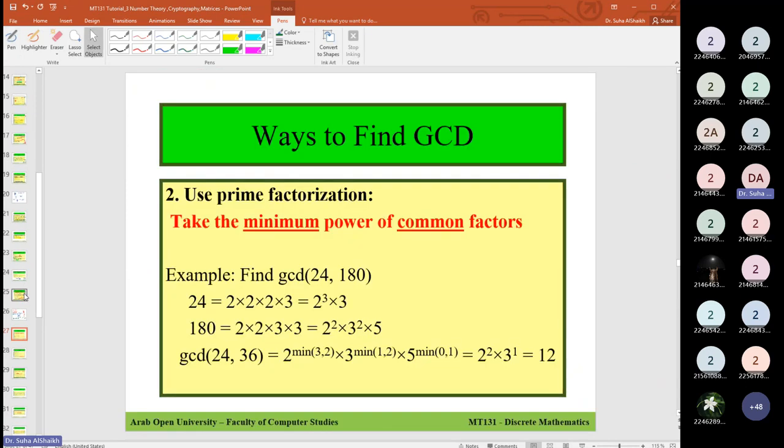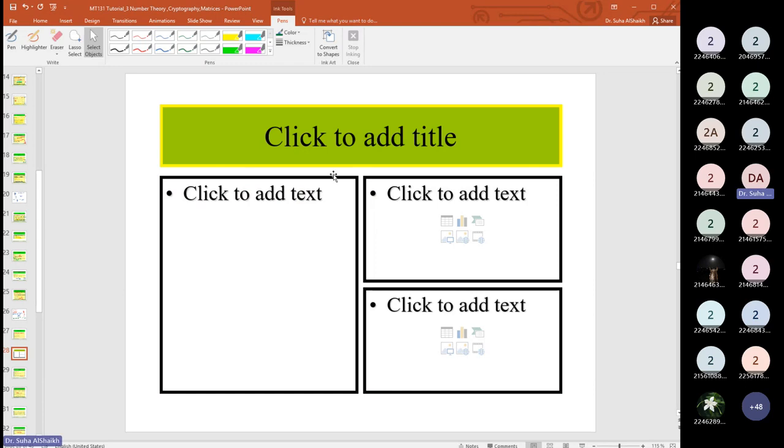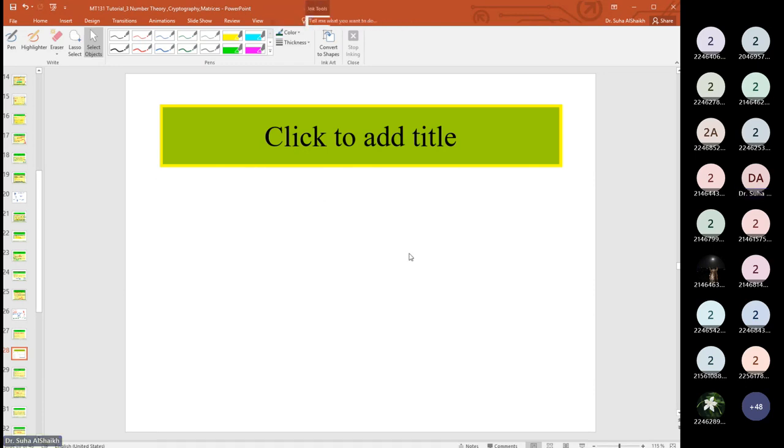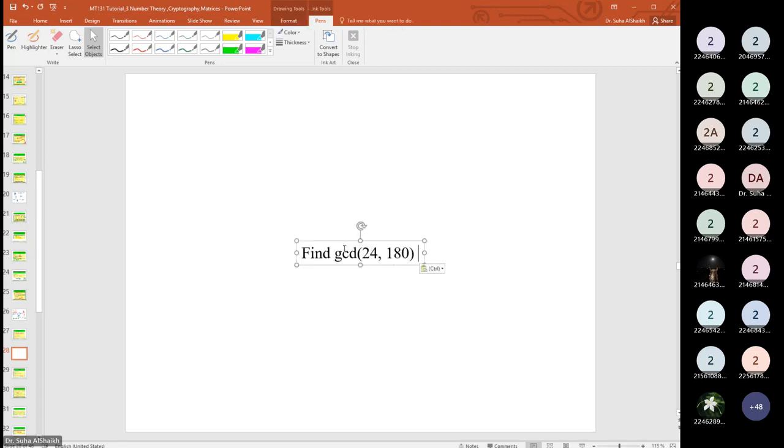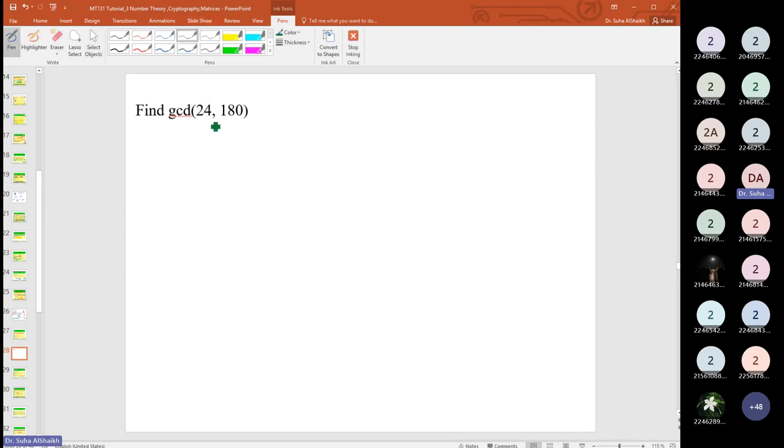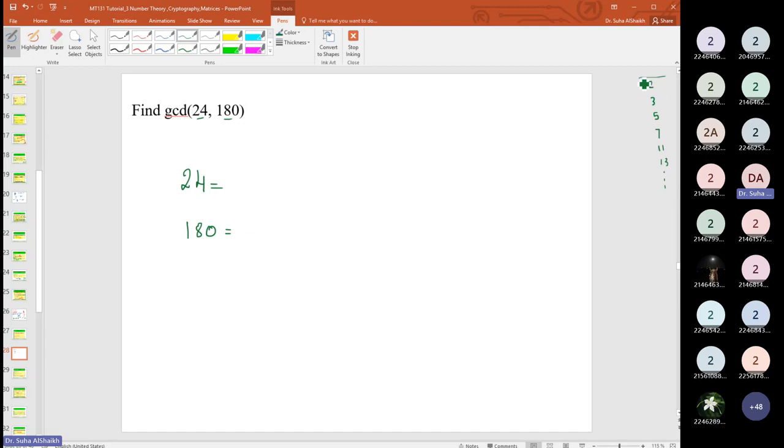Okay, so here you have this example. Let's do it together. Find me the GCD between the 24 and the 180 here. Find me the GCD and the LCM as well. We're gonna find it. So to find the GCD and the LCM, we need to prime factorize the 24 and prime factorize the 180. So we list the primes: 2, 3, 5, 7, 11, 13, and so on. They must be aligned.